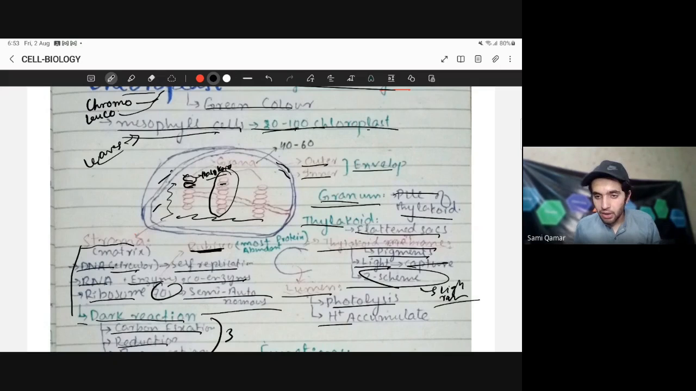Okay Rania, yeah, I got it. It can divide on its own without getting the whole cell into division, and it can also make its own protein. Yeah, you are right, Rania. We will come up to this.